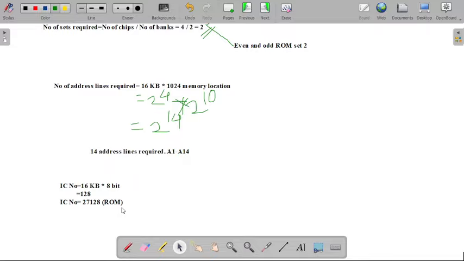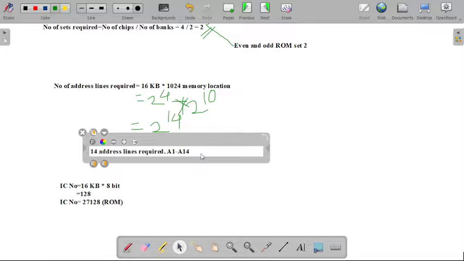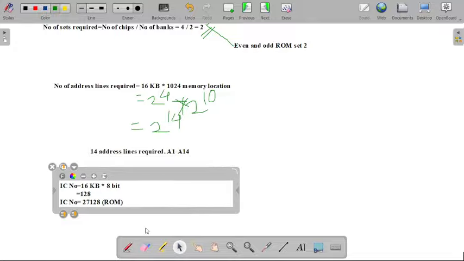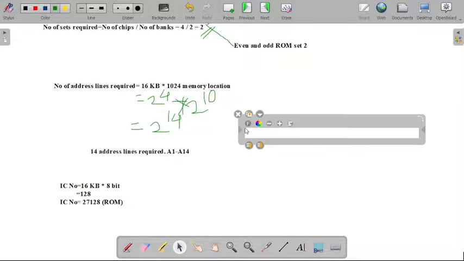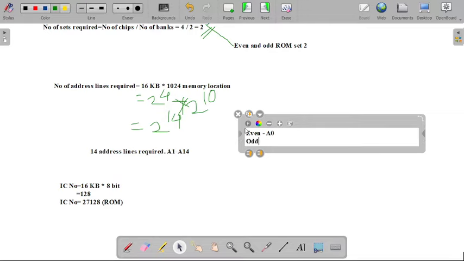Whenever you are considering the address lines here, you have to start from A1 to A14. Because in the previous example, we have already seen that there are two types of memory banks available. The first one is the even memory bank and the second one is the odd memory bank. In case of even and odd memory banks, the even memory bank is connected to A0 and the odd memory bank is connected to our bus high enable signal line.